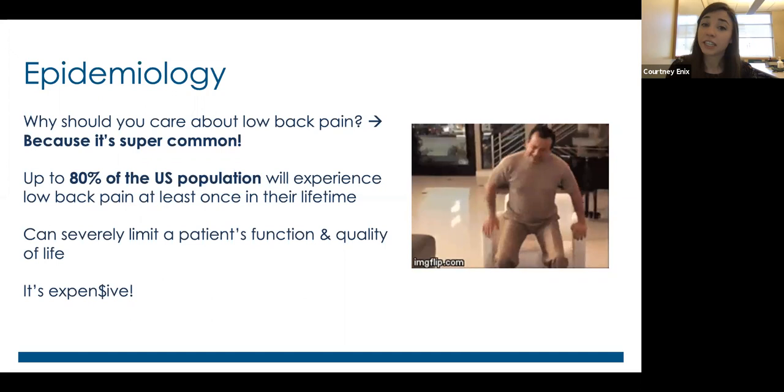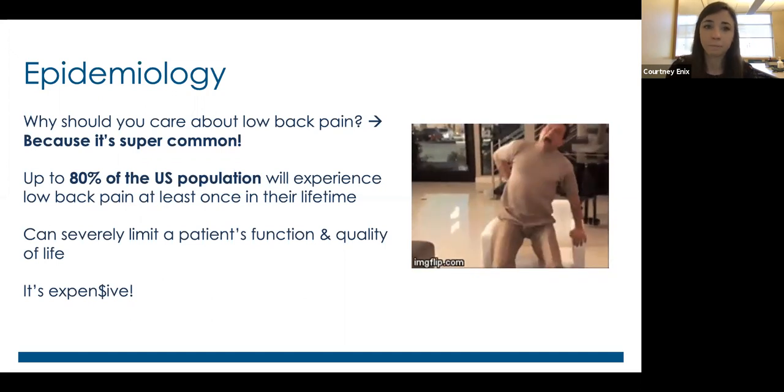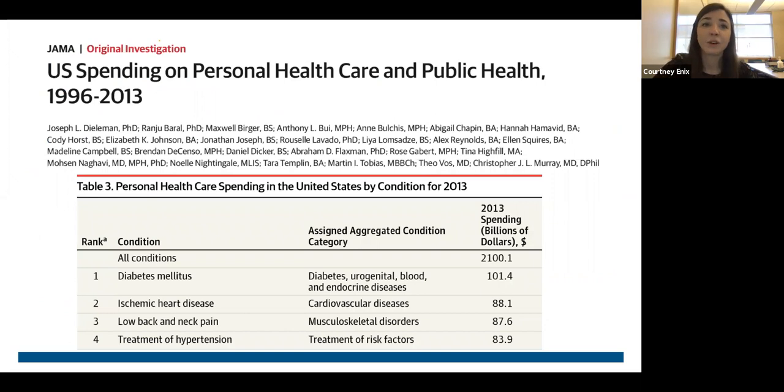And it's really, really expensive too within our US healthcare system. How expensive, you might ask? There was a study published in JAMA a couple of years ago that looked at US healthcare spending from 1996 to 2013, really trying to group by major medical conditions and see what the associated costs were. Low back pain was lumped in with neck pain, a common musculoskeletal complaint, but was estimated at upward of $87 billion. That is a lot of money. A lot of those costs are associated with indirect costs, so lost wages and productivity, but you will see that it's something that we should care about.